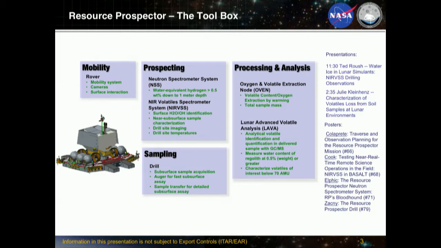For the drill, we have an augering drill, and we have the ability to bring up a sample from any depth within that meter. We either dump it on the ground to look at it with a near-infrared spectrometer, or we take it and process it. I'm going to spend most of my time talking about the processing and analysis tools that we're using. This is the oxygen volatile extraction node, or the OVEN subsystem. We spent a lot of time on acronyms. This project's been going on for a while.